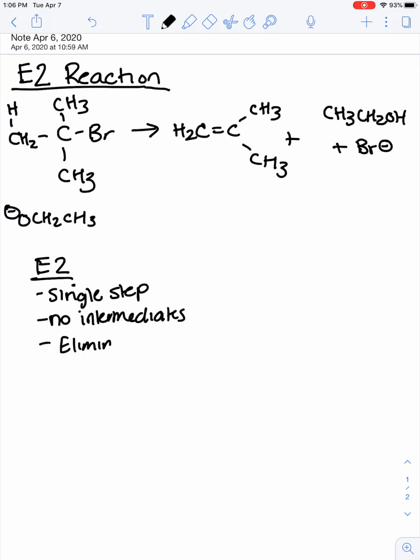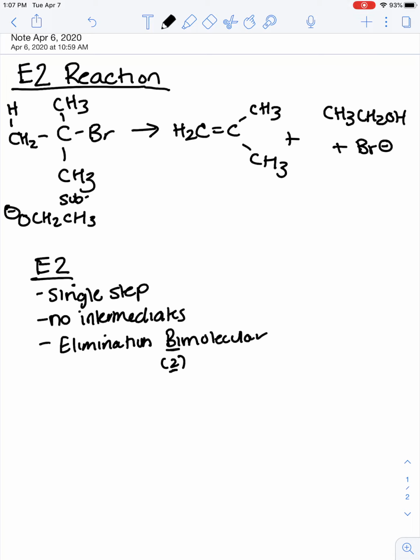E2 stands for elimination bimolecular. So remember the bi is where the 2 is coming from, and bimolecular just means that there are 2 substances that are part of the rate. So both the concentration of the substrate and the concentration of the nucleophile will play in the rate of the overall reaction. So let's look at a simple mechanism.